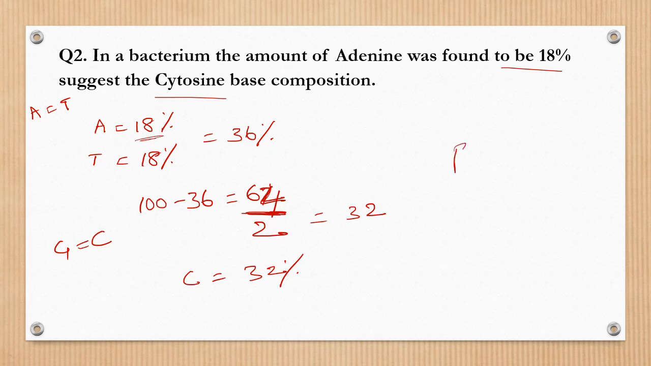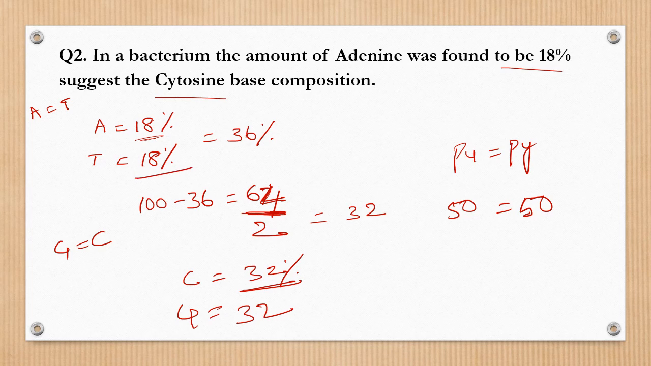Purines is equal to pyrimidines. Purines 50%, pyrimidines 50%. So C is 32, G also 32, A is 18, T is 18. So it is easy once you understand the concept properly.